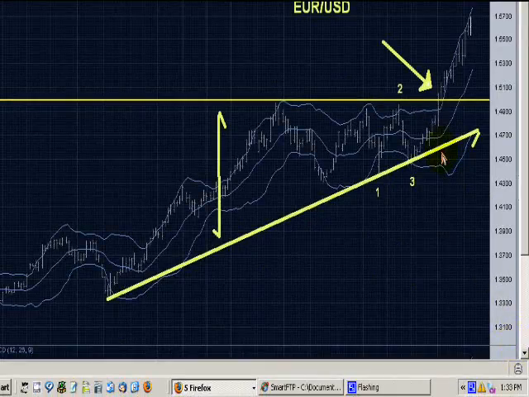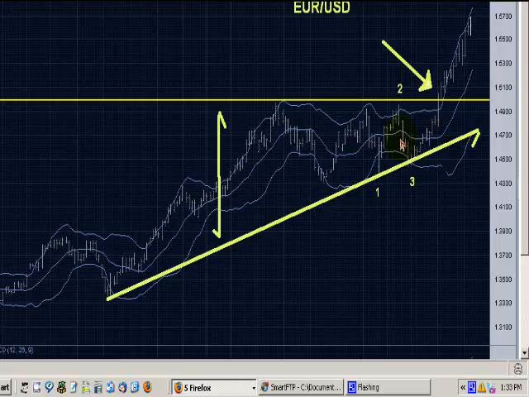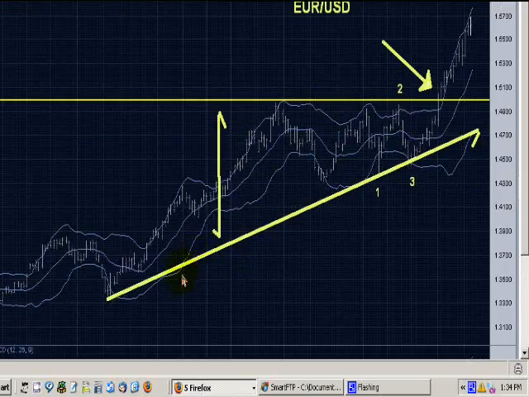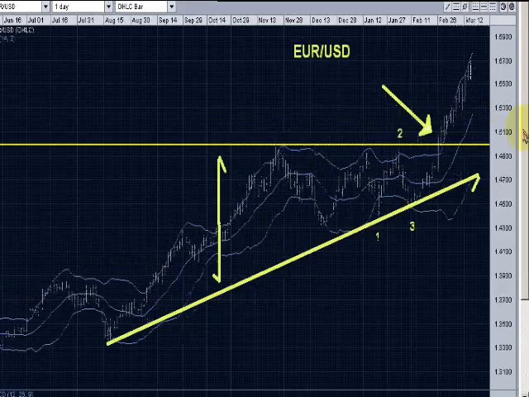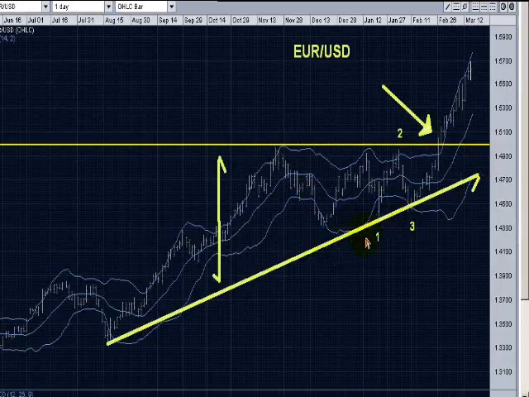Okay, one last note before I go. I forgot to point out a couple of obvious things that technicians would spot right away. If you're new to the game, you have to learn these things. It's all part of the game. This up line right here, it's a trend move. It's also the support line.